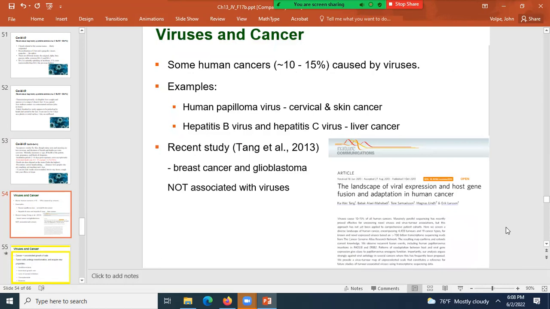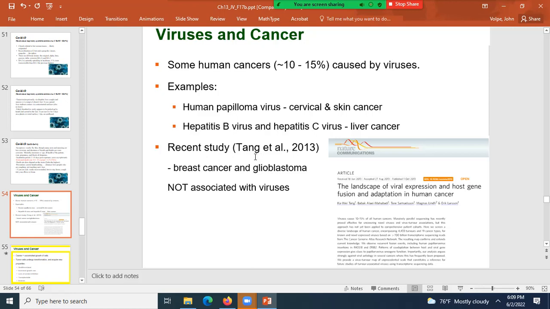All right, let's briefly talk about viruses and cancer. Some human cancers, about 10 to 15% of human cancers, are caused by viruses. Some examples: human papillomavirus causes cervical and skin cancer. Hepatitis B virus and hepatitis C can cause liver cancer. Hepatitis is a liver virus, so that's why hepatitis means liver. Not all viruses cause cancer, and not all cancer is caused by a virus.